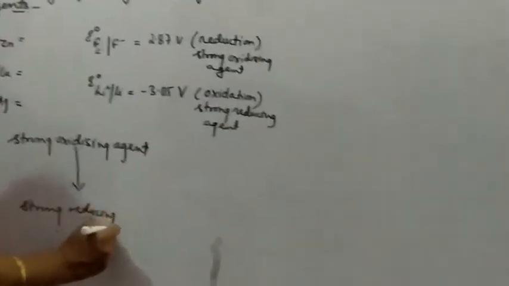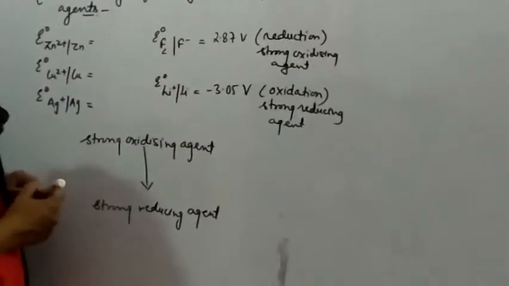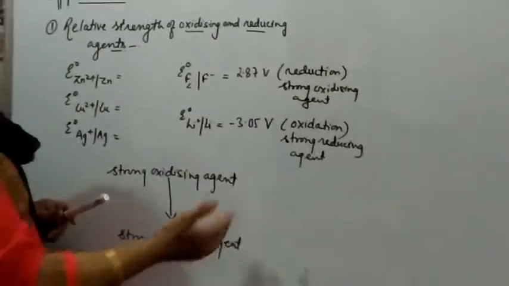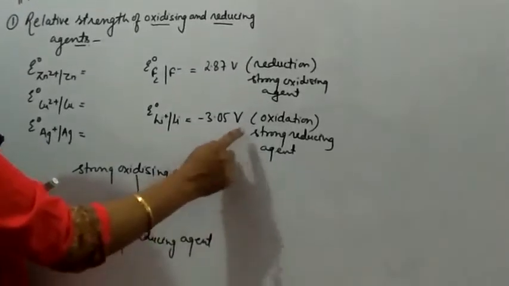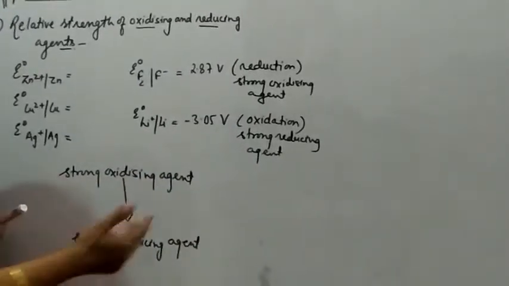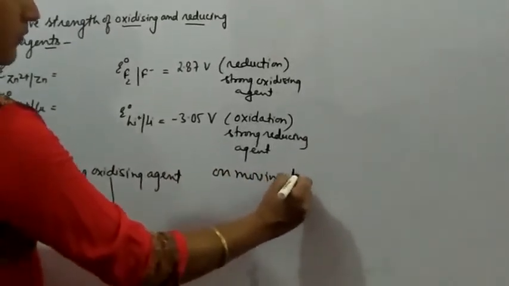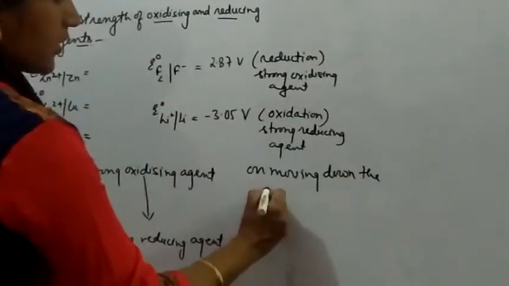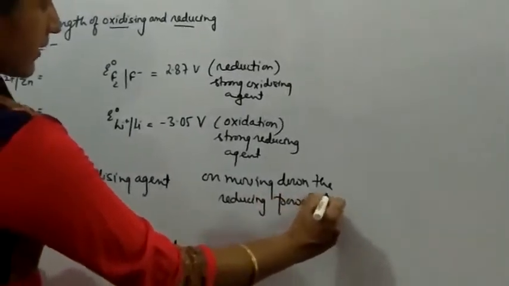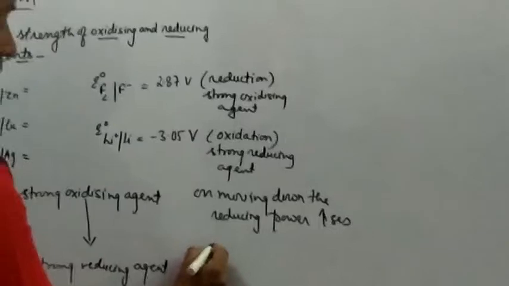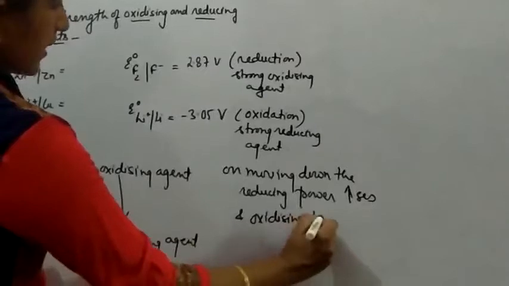Or we can say that on moving down, the strength of the oxidizing agent will decrease, right? And the strength of the reducing agent, or reducing power, is going to increase, right? So on moving down, the reducing power increases, right? And oxidizing power decreases.